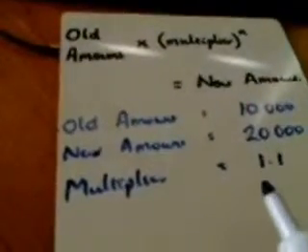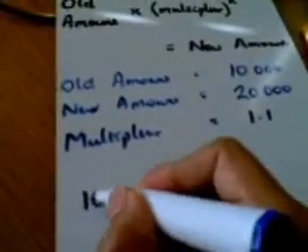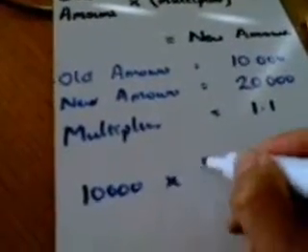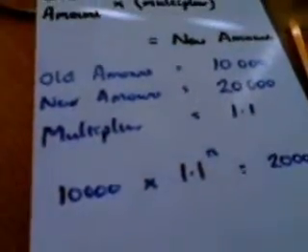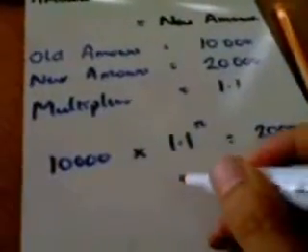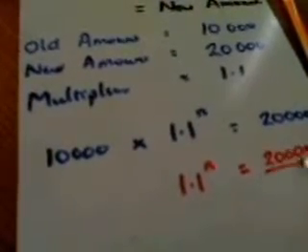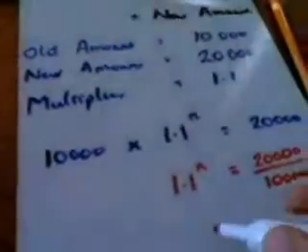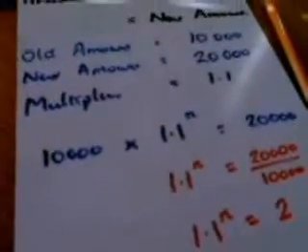We've got old amount times multiplier to the power of the number of years equals new amount. So we've got old amount is 10,000. We're going to multiply that by 1.1 to the power of n, and n is what we're actually looking for. That's the number of years, and that equals 20,000. Now by rearranging this, we can find out that 1.1 to the power of n will equal 20,000 divided by 10,000. So 1.1 to the power of n would therefore be equal to 2.